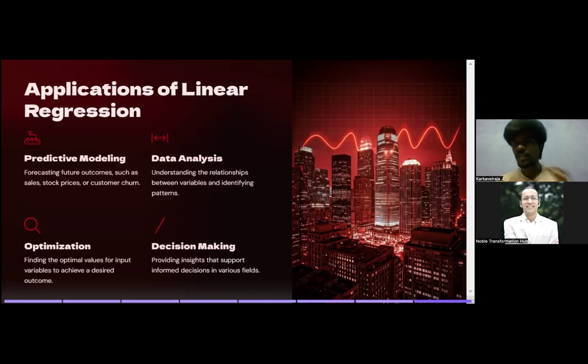So these are the applications of linear regression that we have. I will not say these are the only applications; these are the important applications we have in linear regression. So yeah, sir, over to you.